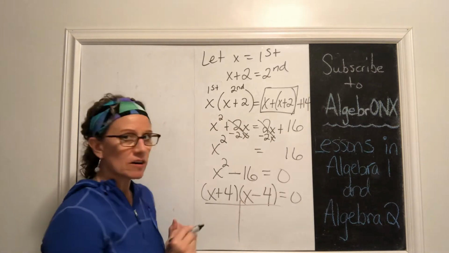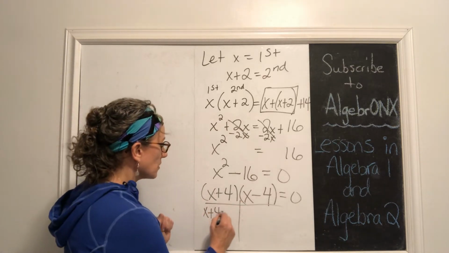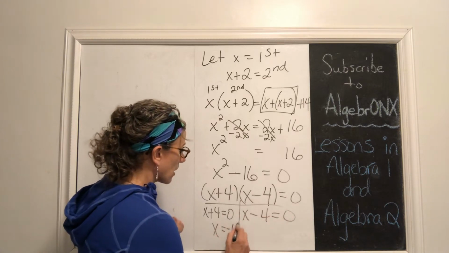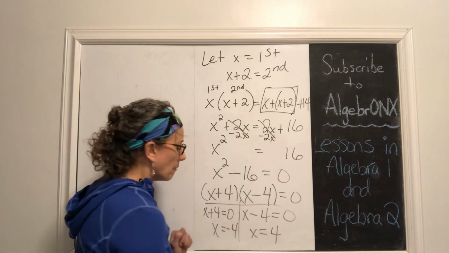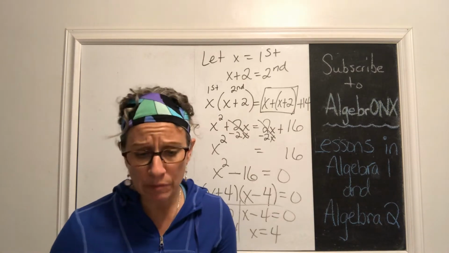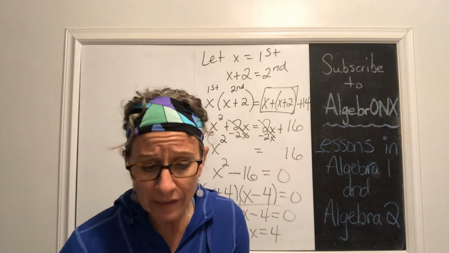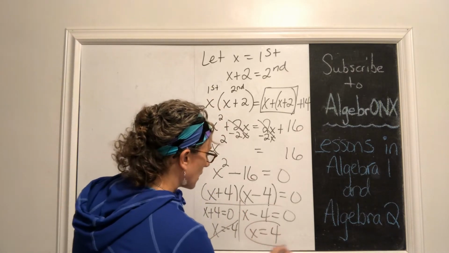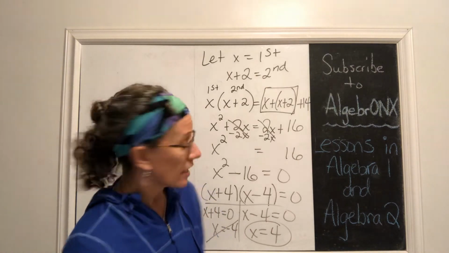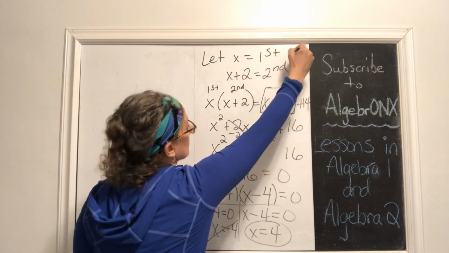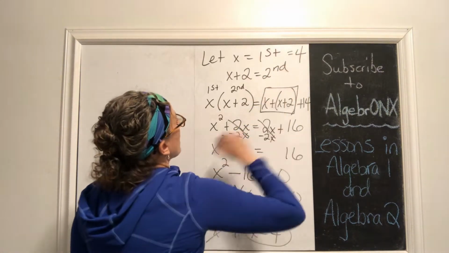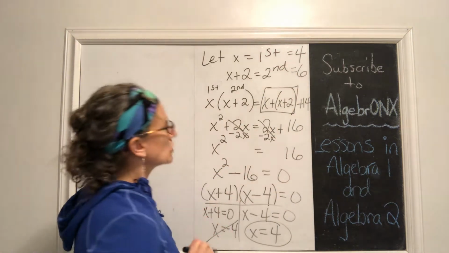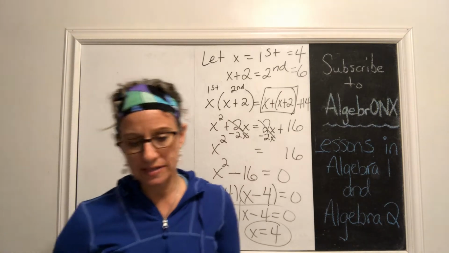Okay, then we're going to make a t-chart. We've got x plus 4 equals 0, x minus 4 equals 0, x equals negative 4, x equals positive 4, but we reject one. Why? Because the problem said it wants them to be positive. So reject this one, and there's our answer. That's our answer for x. X equals 4. And if I add 2 more, the other one equals 6. So my two answers are 4 and 6.